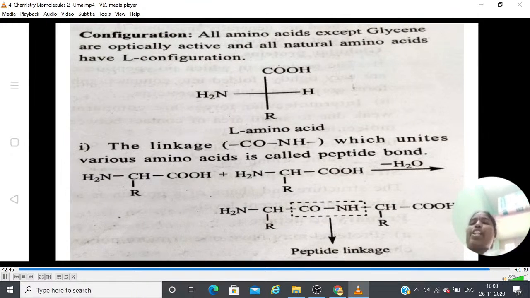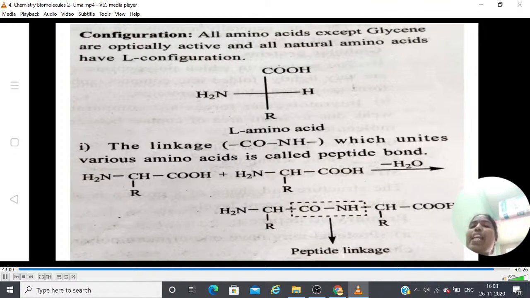Next, configurations. All the amino acids except glycine are optically active. Optically active compounds rotate plane polarized light. All natural amino acids have the L configuration. One of the L amino acid configurations we are taking here.